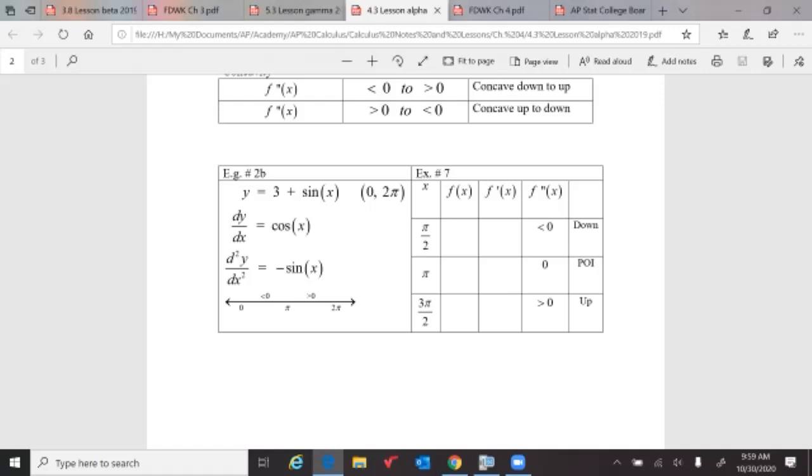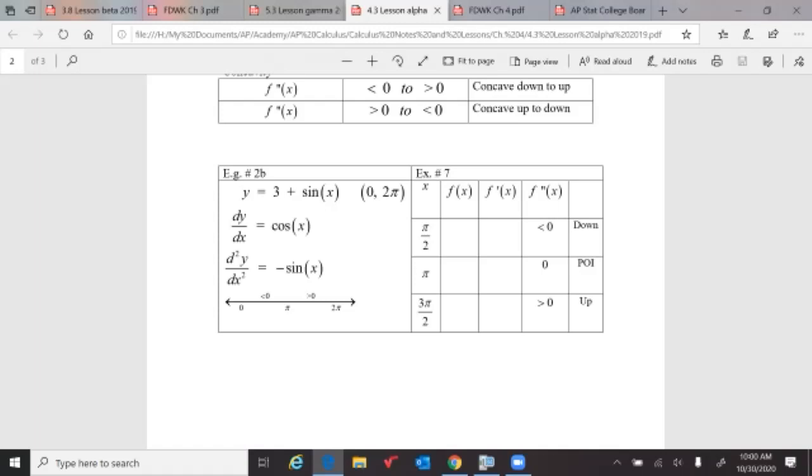Again, here's this number line. Take a value between 0 and pi. The sine value from 0 to pi is positive. With the negative sign, you have a negative value, which is telling you the graph is concave down. Between pi and 2 pi, the sine is negative, so the opposite sign would be positive, concave up. And you would have a point of inflection at pi.